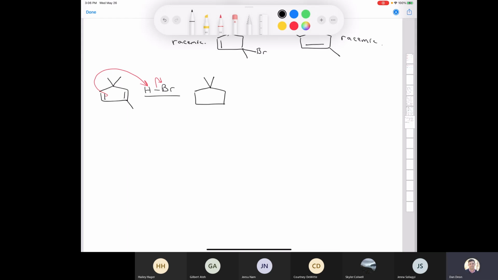So we end up with this. We have our gem dimethyl. We have our pi bond here, and our carbocation is here. This is resonance stabilized, right? It's an allylic carbocation. So we can draw a curved arrow like this, and then that's going to give us this resonance contributor. We have the single bond here, like that, and now our positive charge is up here.